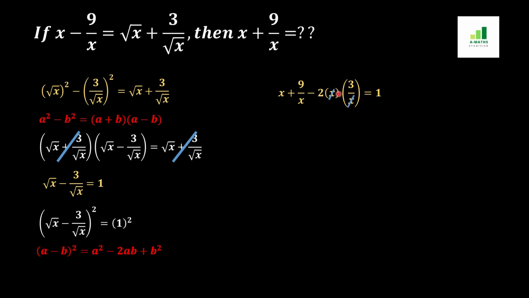Now this x and this x will cancel out, because this x is in the multiplication and this x is in the division. Now we will simplify this condition. So x plus 9 over x is the same as before, 2 into 3 is 6, and 1 is the same as before, and this 6 will go to the other side of the equation and convert into plus 6, and 1 plus 6 equals 7. So x plus 9 over x equals 7. This is the answer for this value.